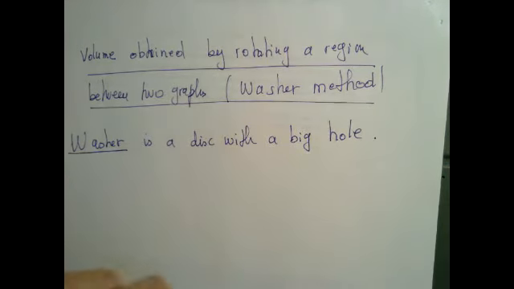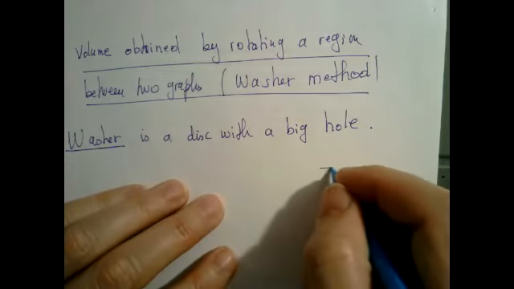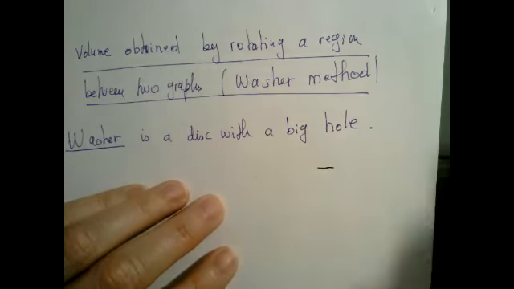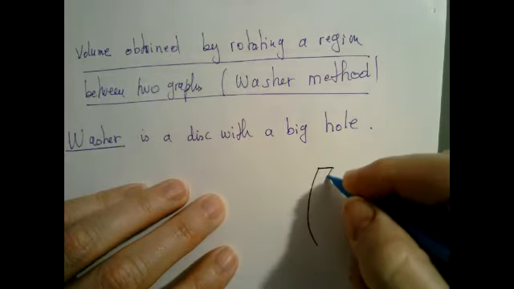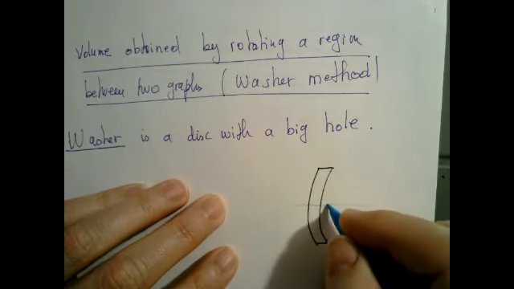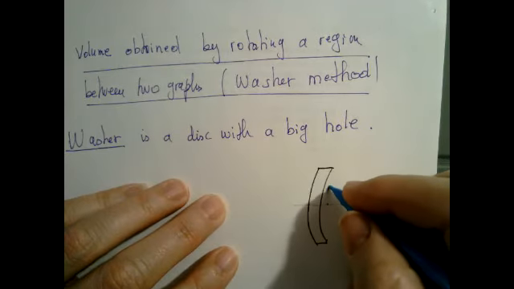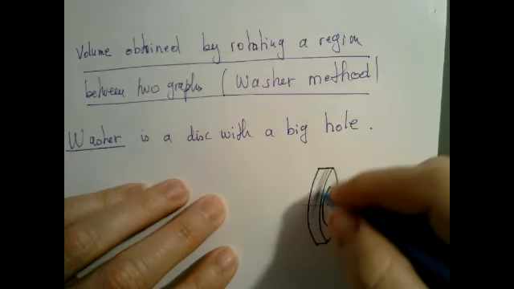Now let's see what's the volume of a washer. So let's see what a washer is. This is the height of the washer. And I have a big disk. That's the center of my disk. And I have a hole inside. And that's my washer.